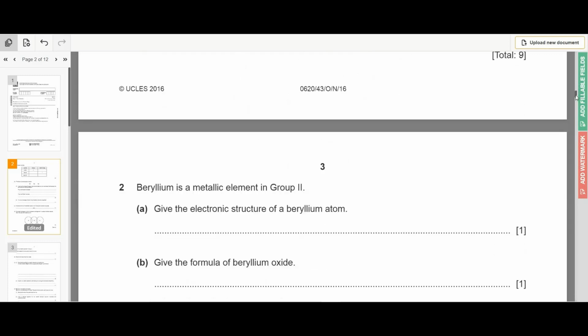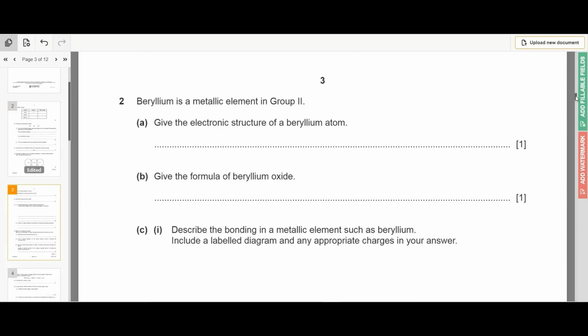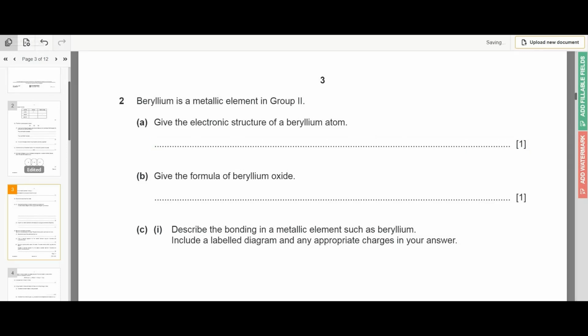Now moving on to our second question. This was the end of the first question, and we are starting with part A of the second question. Beryllium is a metallic element in group 2. Give the electronic structure of a beryllium atom. Our part is asking us to give the electronic structure of a beryllium atom. Now we already know that we can represent the electronic structure of any atom in two ways. The first way is using the electron shell diagrams, and the second way is using the electronic configuration. Now in this question, we have to use the electronic configuration method.